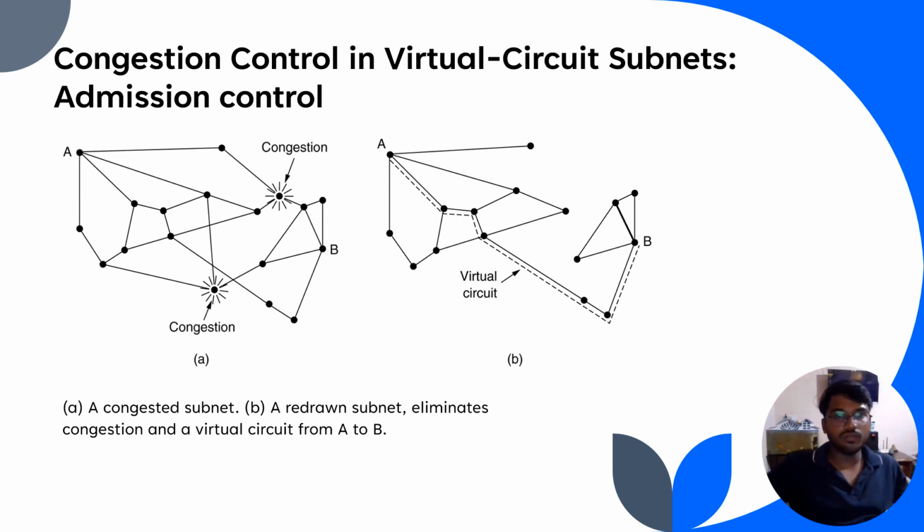congestion control in virtual circuit subnets, admission control. First, as you see in this diagram, the first one is known as a congested subnet. The second one is known as a redrawn subnet that eliminates congestion, and a virtual circuit from A to B. Moving on to the next slide.